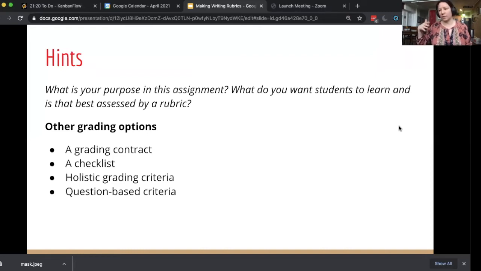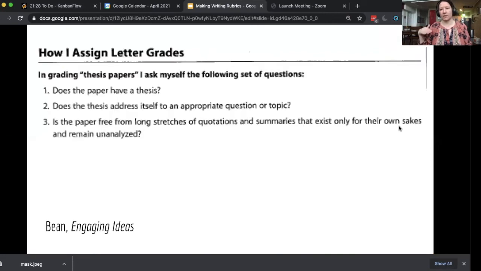It wouldn't even need to be in the form of a scale. It could just be like, these are the things I'm looking for when I'm grading your paper. Sometimes you'll see this called a question-based rubric. This is an example from a textbook called Engaging Ideas. It's about teaching writing. It just says, how do I assign letter grades? Well, in grading your thesis papers, I'm going to ask these questions.